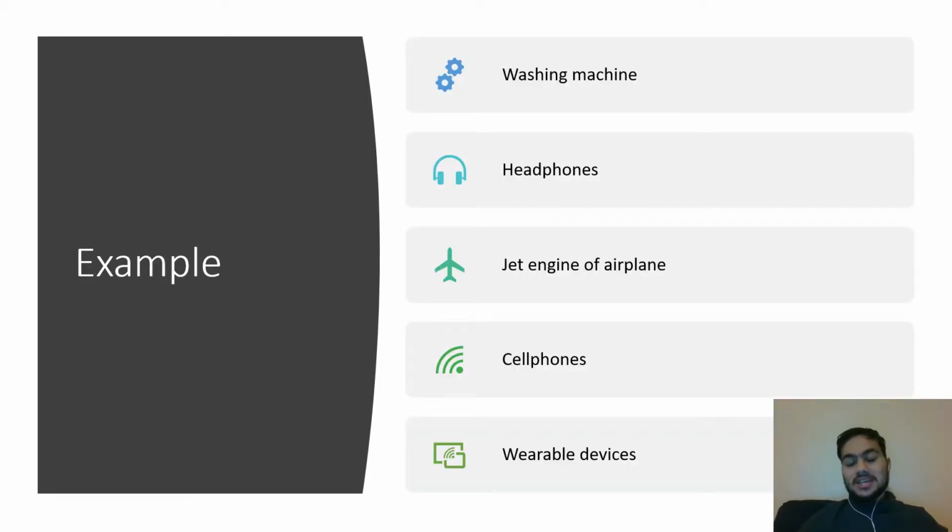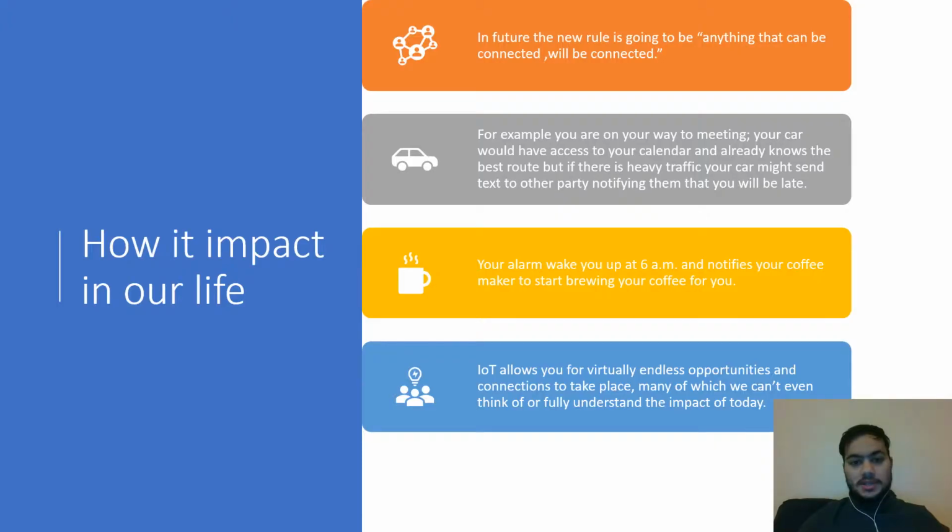As I told you, Internet of Things are those things we use in our everyday daily life, such as computers, cell phones, automobiles, and wearable devices. Those are examples of Internet of Things. Now I'm going to describe the impact of Internet of Things in our daily life. First of all, in future the new rule will be that anything that can be connected will be connected. So what does it mean?